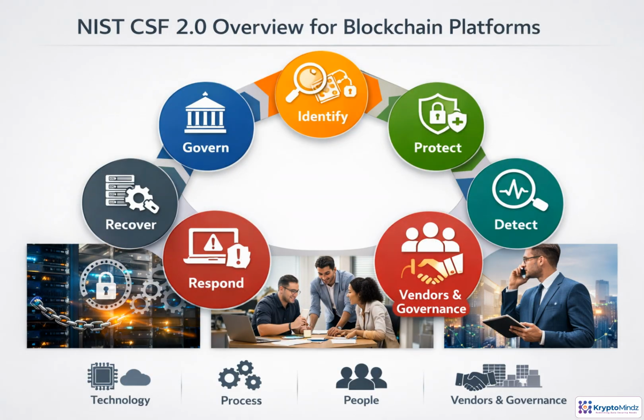NIST CSF 2.0 gives blockchain teams a practical operating model, not just a compliance checklist. Govern sets strategy, accountability, and risk appetite. Identify clarifies assets, dependencies, data flows, and threats. Protect and detect turn that understanding into controls and monitoring, including blockchain-specific activity. Respond and recover make sure incidents are handled quickly, communications are coordinated, and services return safely. Together, these functions connect technology, process, people, vendors, and governance into one security system.